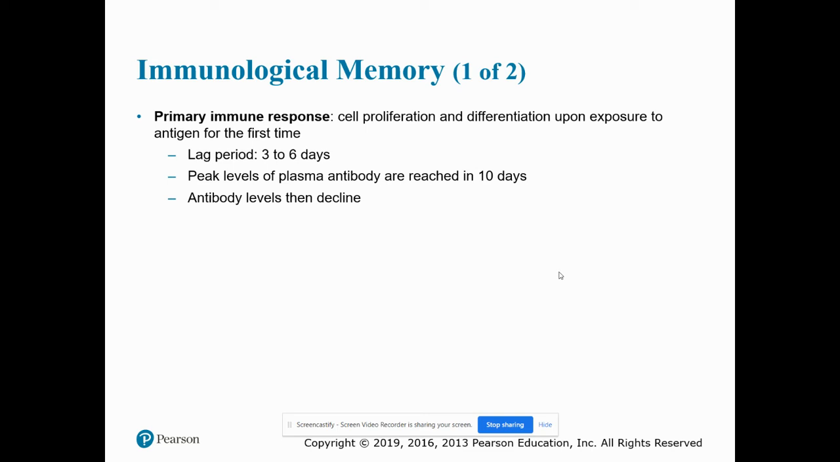So again, the shortcoming of the adaptive immune system is the fact that it requires priming. We have what's called the primary immune response, and this is where there is cell proliferation and differentiation when the lymphocytes are exposed to the antigen for the first time. There's a lag period, 3 to 6 days. Peak antibody levels are going to be reached at about 10 days, and then at that point, antibody levels decline.